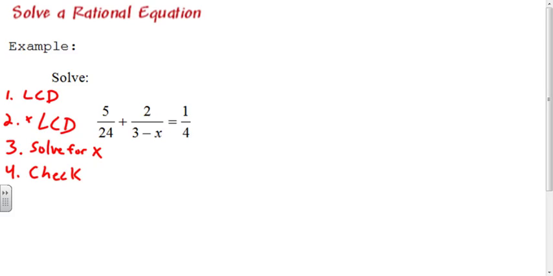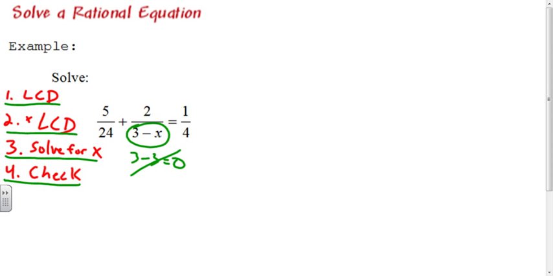Let's see if we can apply that to our rational equations. So again, our steps were: find the LCD, multiply each piece by the LCD, solve for x, and now we also have to check for x and make sure that it works for each piece. We might get a couple of answers that, when we plug them back in, like in this case, if our x came out to be 3, we would say that's an extraneous solution because 3 minus 3 equals 0, and we can't have zeros in the denominators.